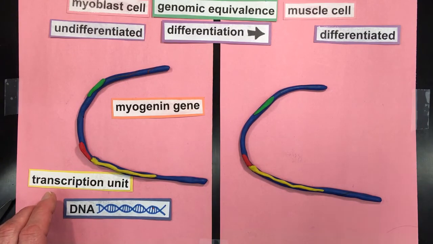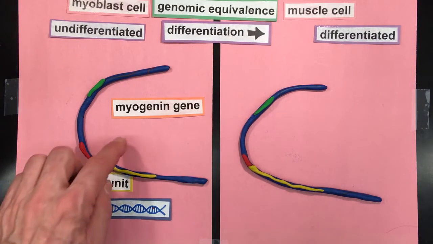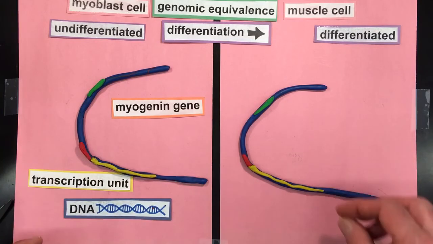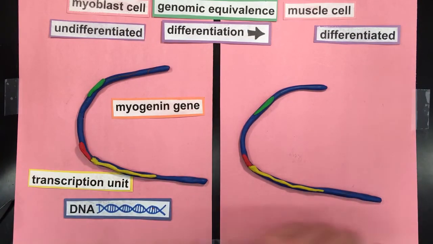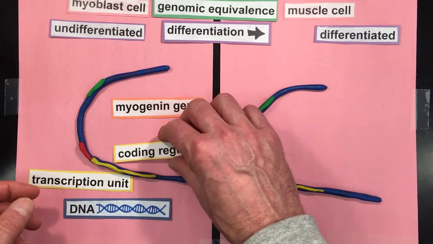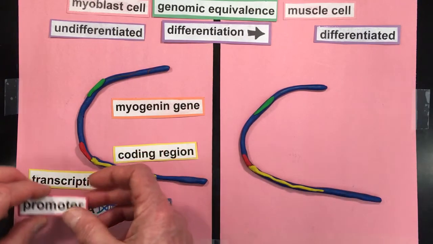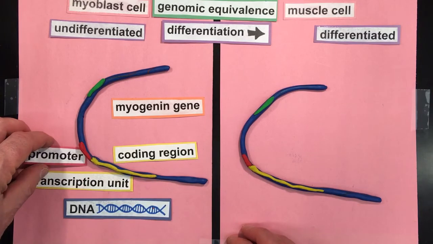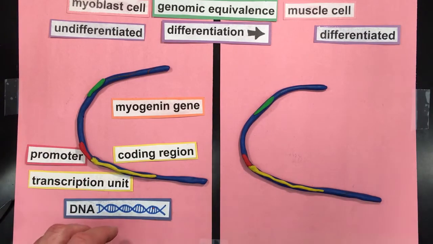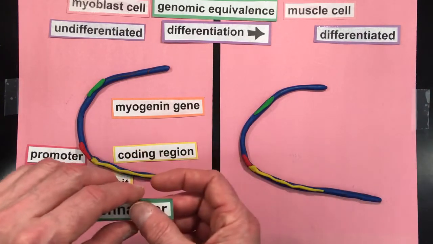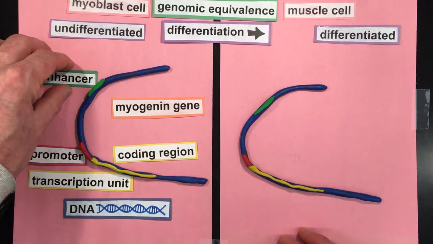The transcription unit in a gene that codes for a protein, like the myogenin gene, also includes a portion that's called the coding region. In addition to that, there is a regulatory region right next to the transcription unit called the promoter, and there's a region that's far away from the transcription unit called the enhancer.